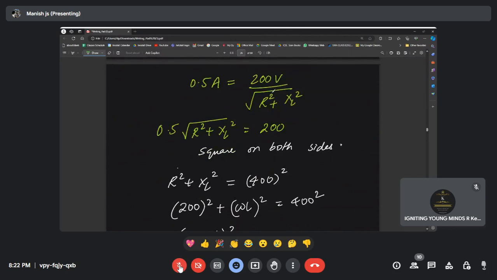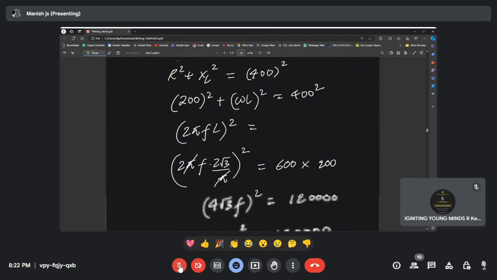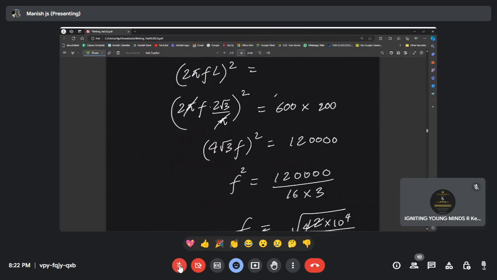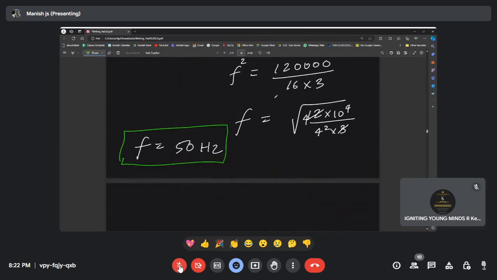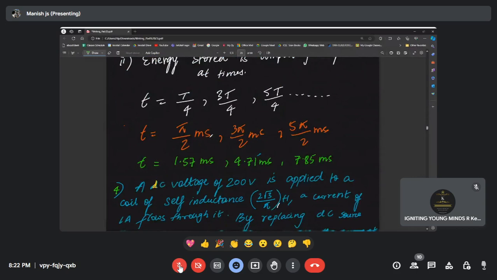Inductive reactance is again 2 pi FL. We used that, rearranged it, extracted the frequency, rearranged again, took the square root, and found the answer as 50 hertz. So that is how we found the answer for this particular question. The source frequency is 50 hertz.